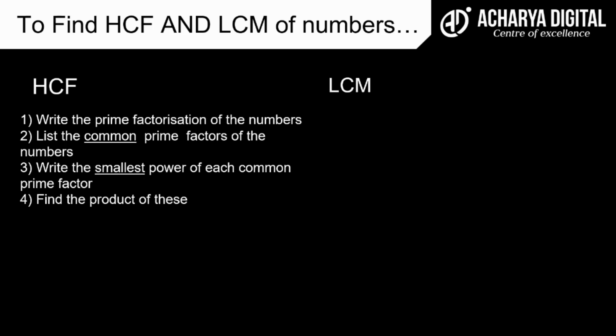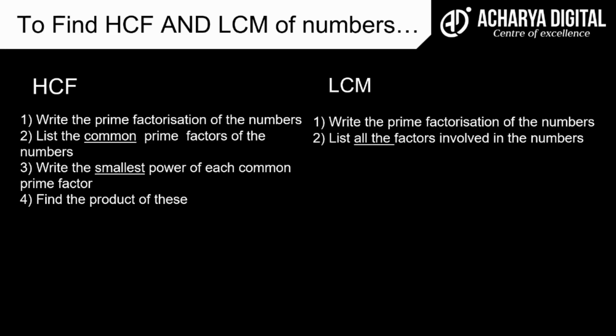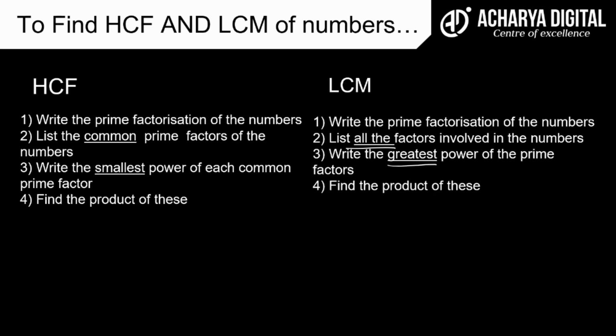The next topic, that is LCM. What do you mean by LCM? LCM is nothing but least common multiple. Step number 1, write the prime factorization of the numbers. Then list all the factors involved in the numbers. Write the greatest power of the prime factors. Find the product of these greatest powers of the prime factors.